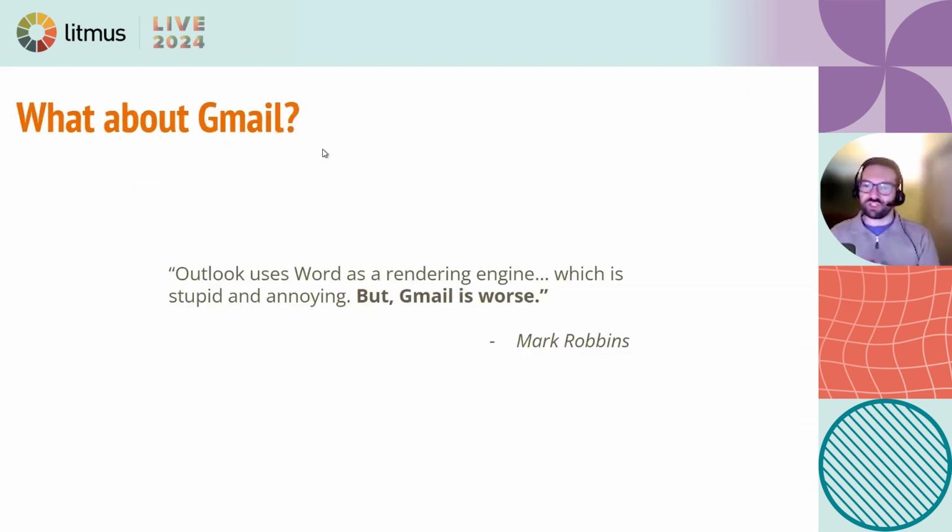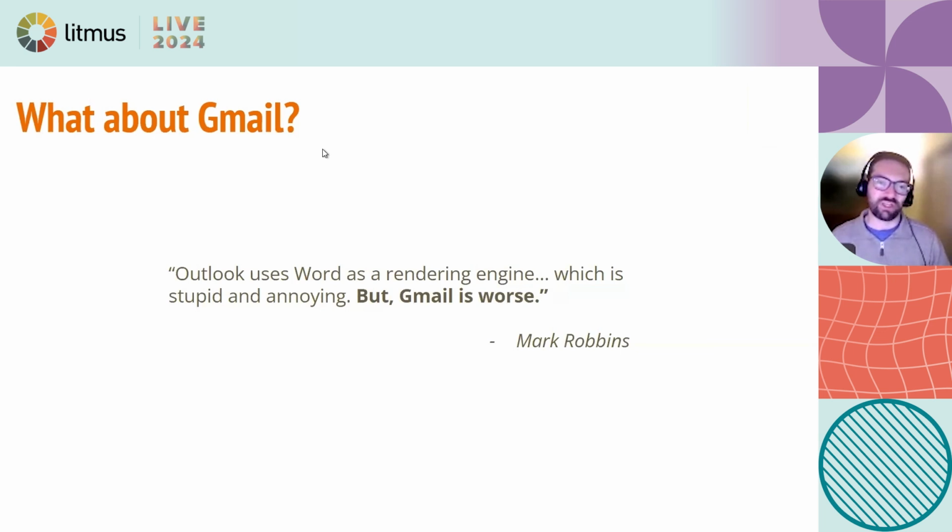So Gmail, we mentioned Gmail a little earlier. I love this quote from Mark Robbins from one of his talks on interactive email. Outlook uses Word as a rendering engine, which is stupid and annoying, but Gmail is worse. And he is correct. And it's almost worse because Gmail is a modern tech brand. You'd think they'd be able to get in line with what Apple's doing with their inboxes. But I have my conspiracy theories on why they don't support some of these things. But yeah, Gmail is the hardest to support.